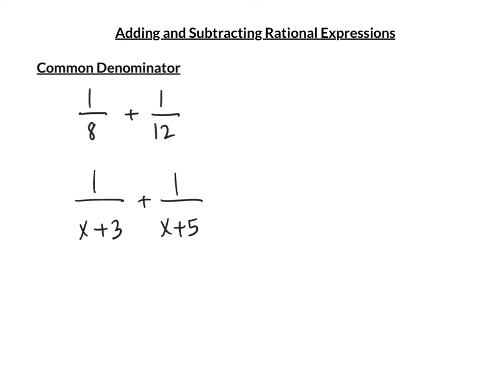24 is that number. Then you ask yourself, what do I multiply 8 by to make it 24? That would be 3. Now you can't just multiply a fraction by 3. You're multiplying by 3 over 3, which is really 1. And 1 times 1/8 will still be 1/8, but now it will have a denominator of 24. What do I multiply 12 by to make it 24? That would be 2. So I'm going to multiply by 2 over 2, and the 12 will become 24.